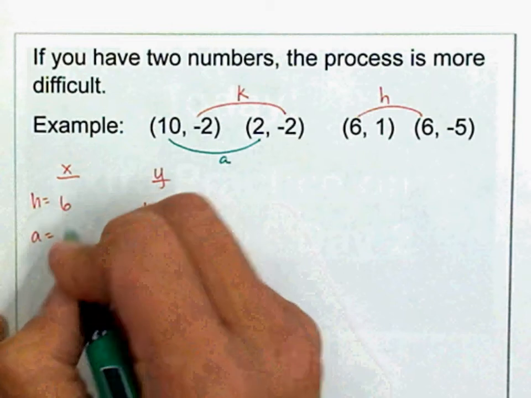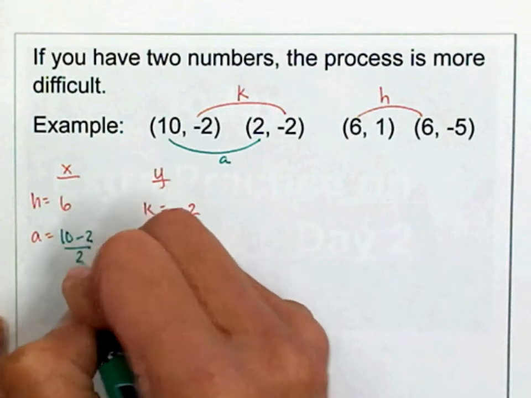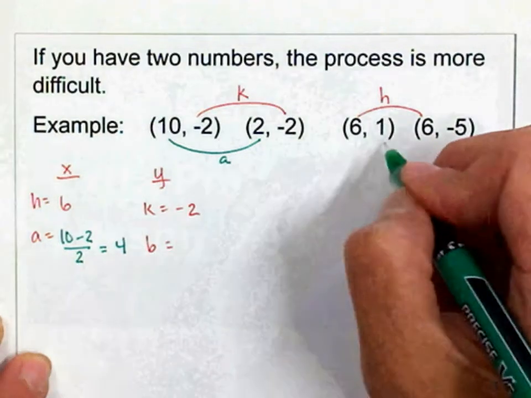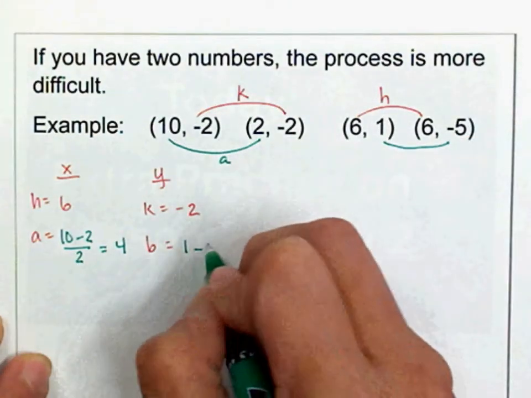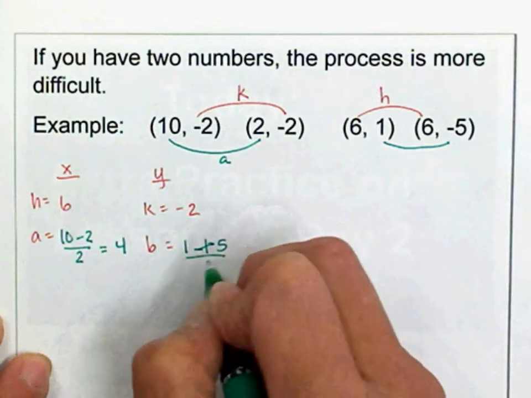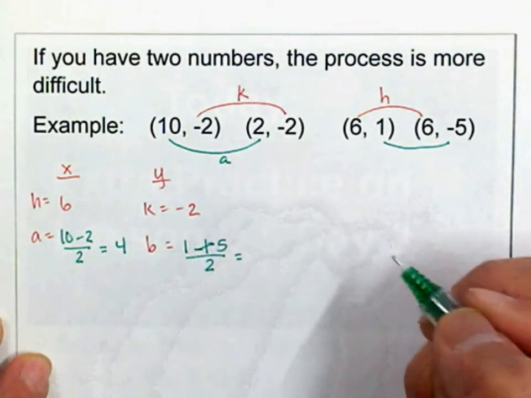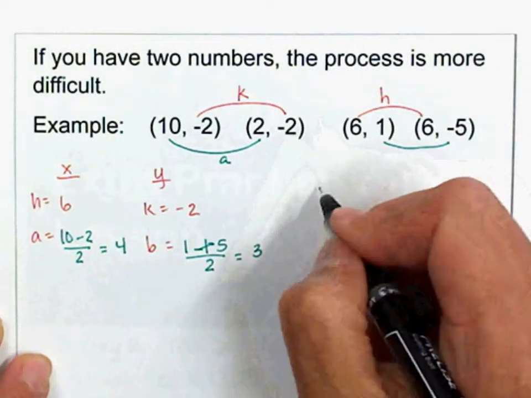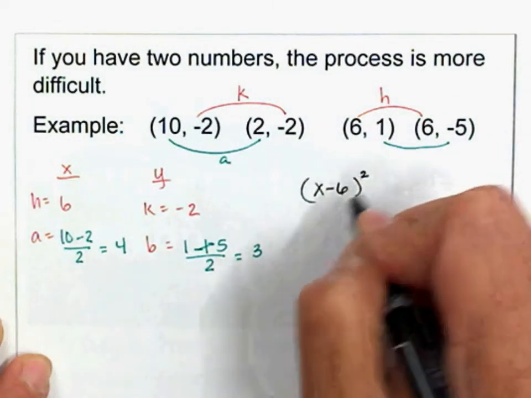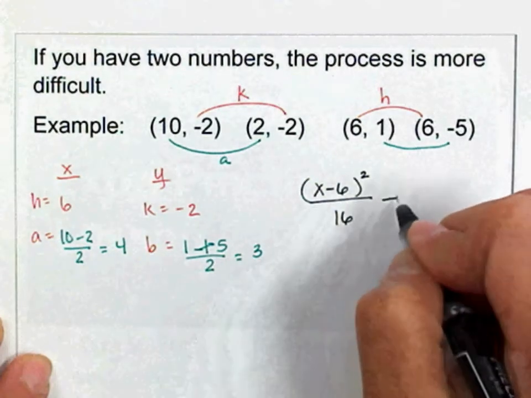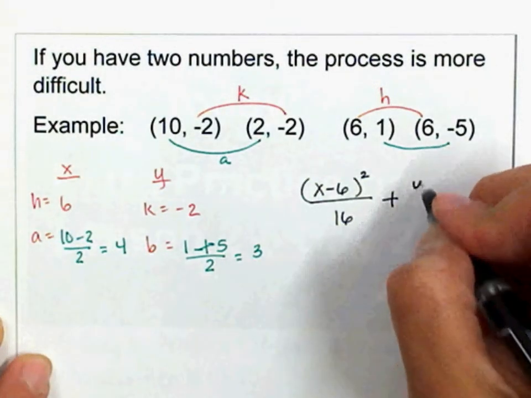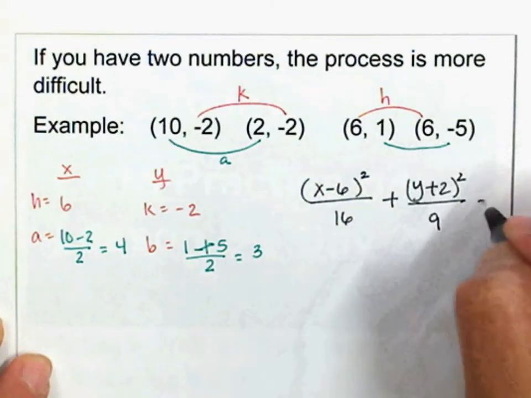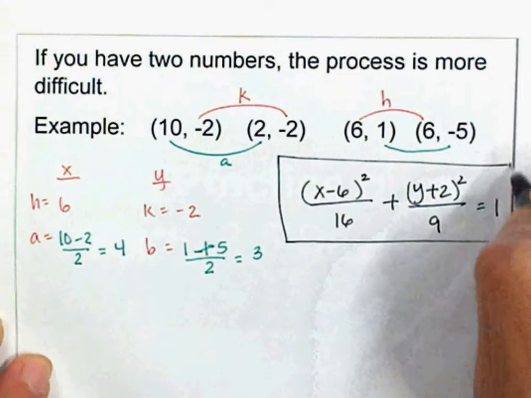So 10 minus 2 divided by 2 comes out to be 8 divided by 2, which is 4. Your b. 1 minus negative 5, which becomes a plus, divided by 2. 1 plus 5 is 6, divided by 2 is 3. And there you have your equation. X minus 6 squared over your a, plus y plus 2 squared over your b, which is 9, equals 1. And there you have your solution.